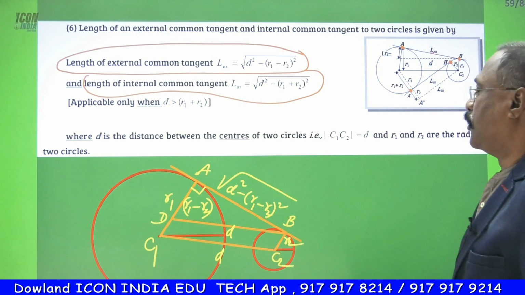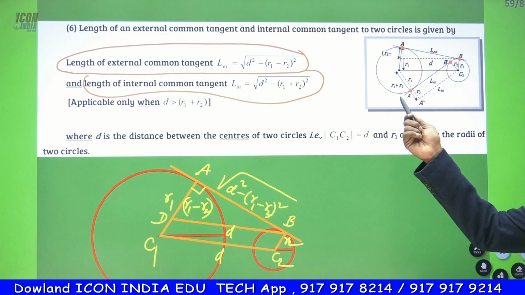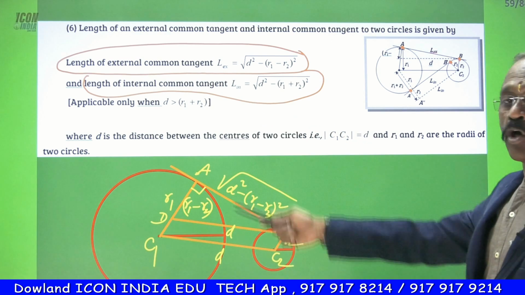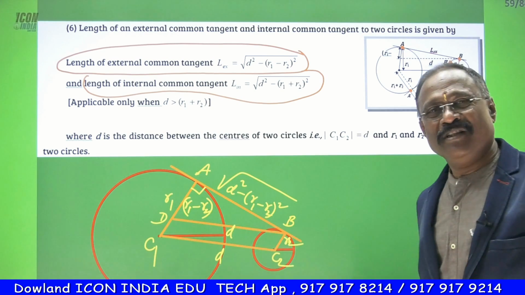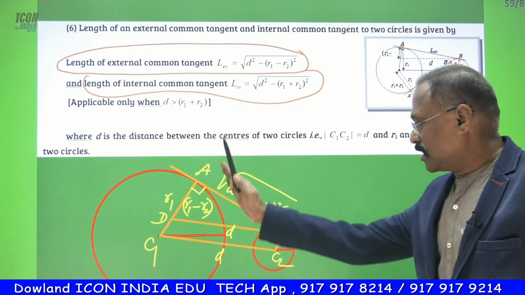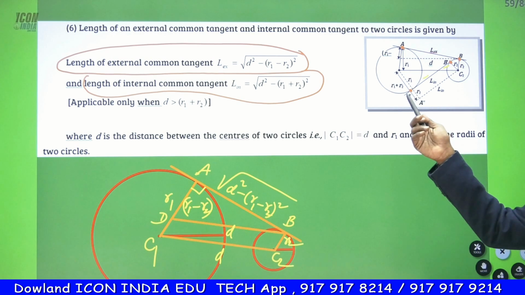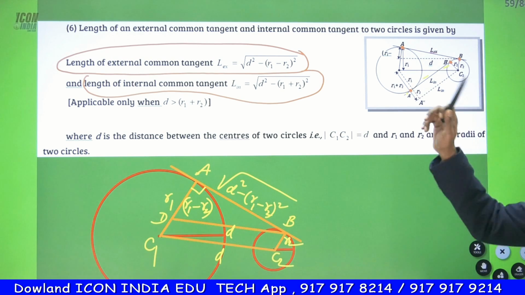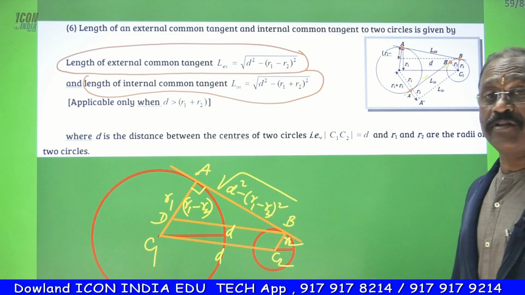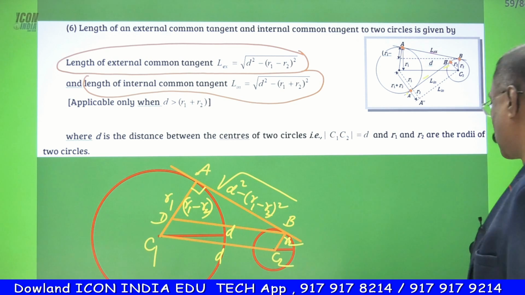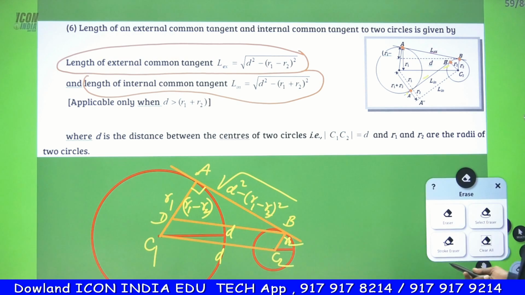In the same manner, you can derive the length of the transverse common tangent, or what he is saying is the internal common tangent. Using the same method, in place of R1 minus R2, you will get R1 plus R2, because the circles are lying on either side of the common tangent. Just you can check it out. This is the transverse common tangent. The circles are lying on either side of it. So this is about the length of the direct common tangent and the length of the transverse common tangent. Let's move to the next part of it.